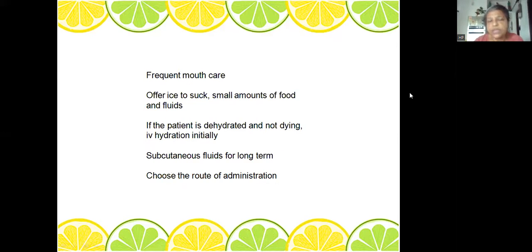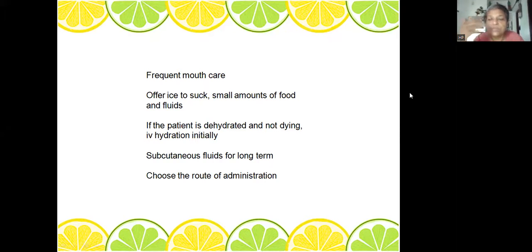In the management, frequent mouth care is very important, because after vomiting the mouth will have a foul smell. I remember one patient with intestinal obstruction who had come to us. This was a cancer patient in palliative care. The patient was keeping a mug with him and he was vomiting fecal matter. His wife and children were around and they were wondering, what is this yellow coming? Actually, we could smell the fecal matter. This patient knew that he was vomiting fecal matter.